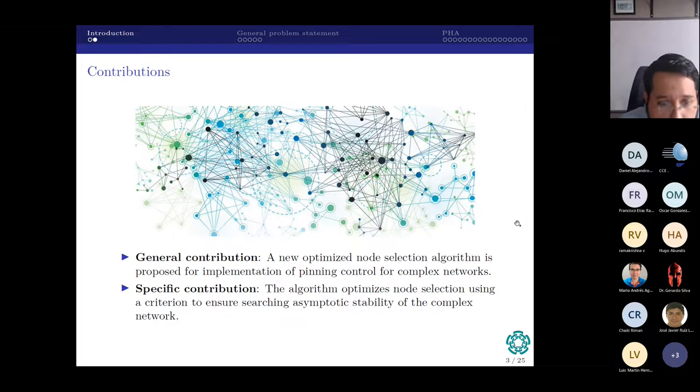The contribution of the paper. The general contribution is that a new optimized node selection algorithm is proposed for implementation of pinning control for complex networks.